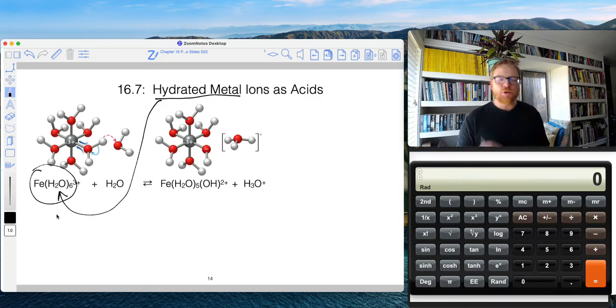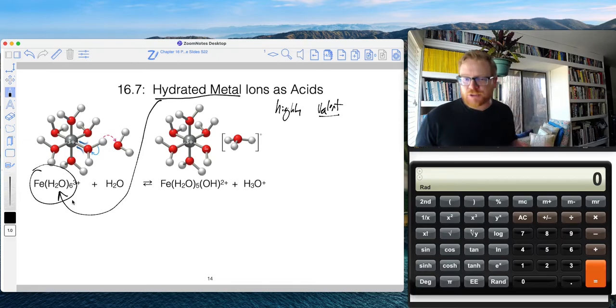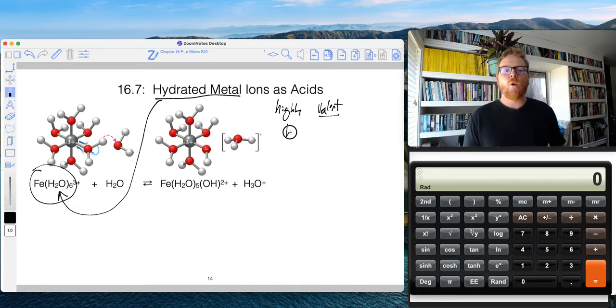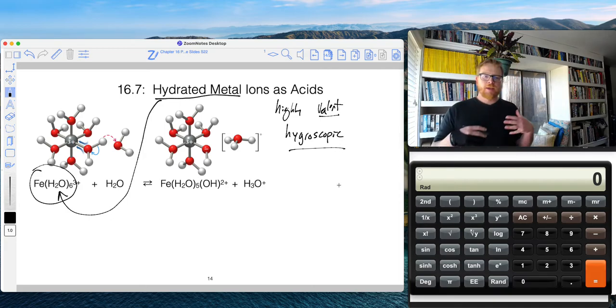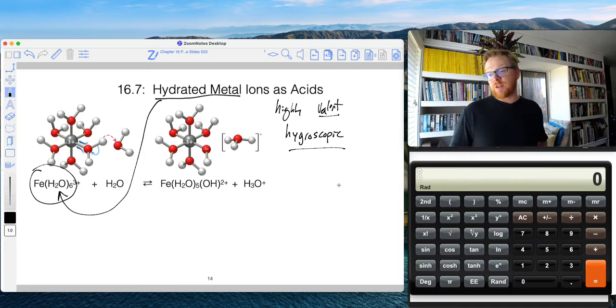And not all metals do this, but mostly what I'll call highly valent. So highly valent means it has a large oxidation state. In this case, iron being +3, that's a fairly large oxidation state. Or there are certain metals that are hygroscopic. And what that means is they really like to interact with water. So we could also say that they're hydrophilic. So they love interacting with water. Okay. So now when this happens, this gets rather complicated. So let's take a deep dive here.